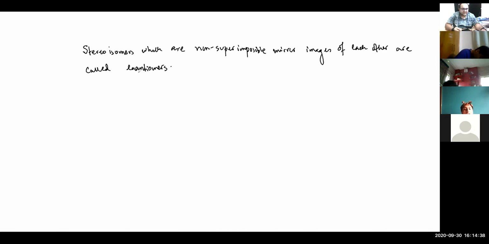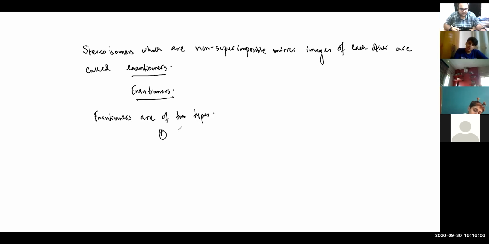Stereoisomers which are non-superimposable mirror images of each other are called enantiomers. So enantiomers are of 2 types. The D-isomer, the dextro rotatory isomer, and the L-isomer, which is the levo rotatory isomer.